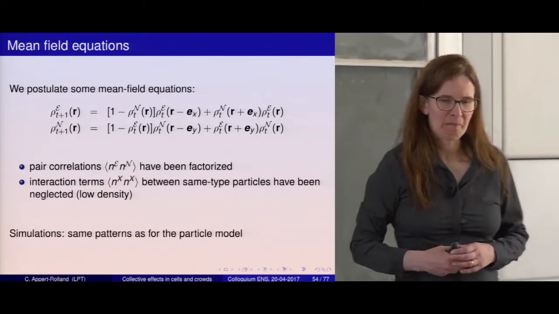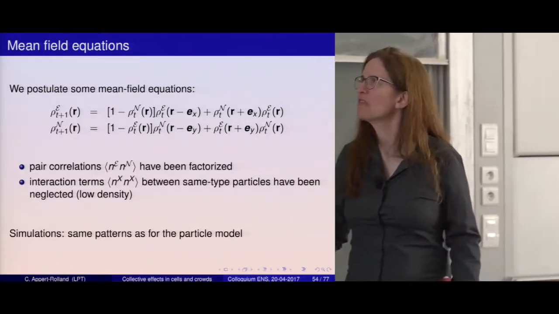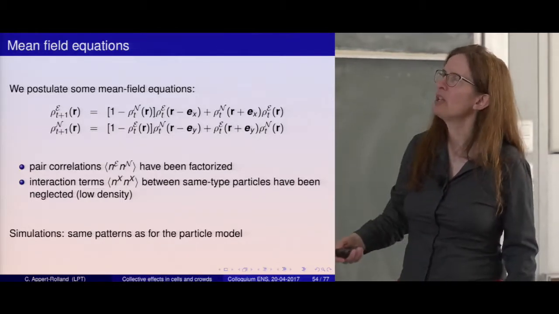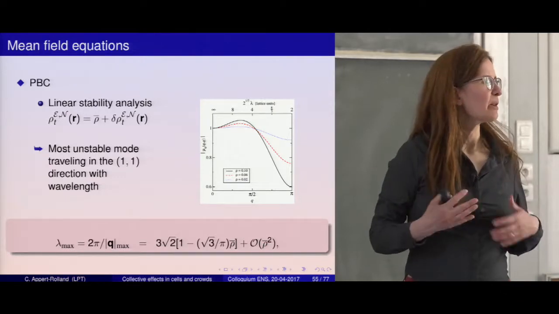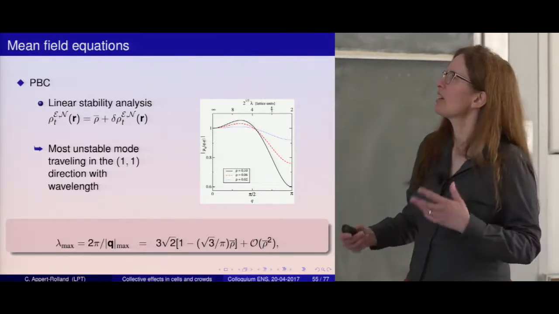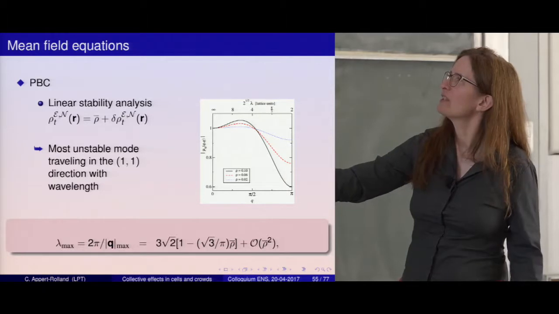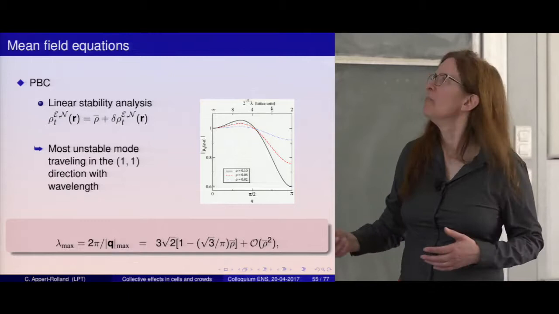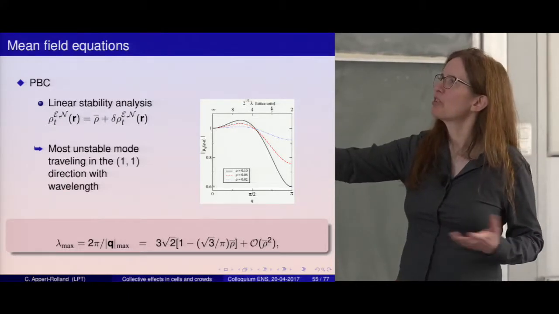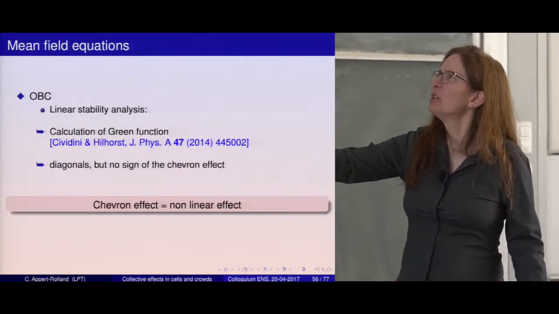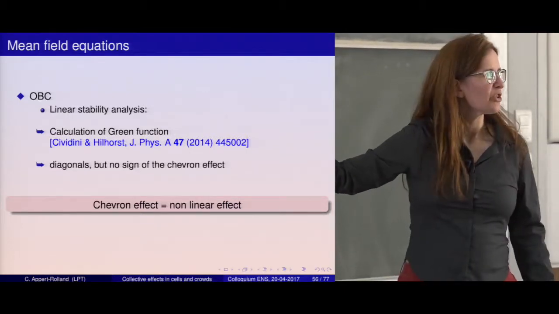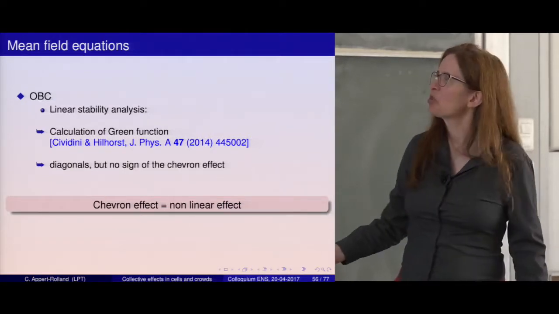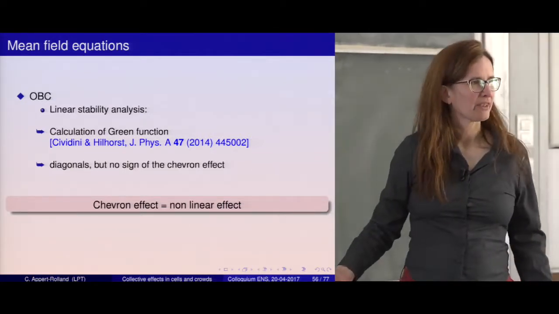So we made some mean field approximation. And what is interesting is that we find the same patterns as for the particle model, but this allows to make linear stability analysis. So I will go quickly. It's quite technical, but you find the unstable mode corresponding to diagonals. You can do this for periodic boundary conditions. There you have only diagonals. But also for open boundary conditions. It's more tricky, but again, you find only the diagonals. So the chevron effect is really a nonlinear effect.